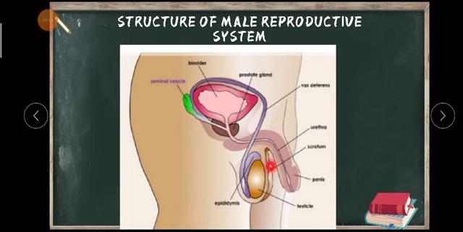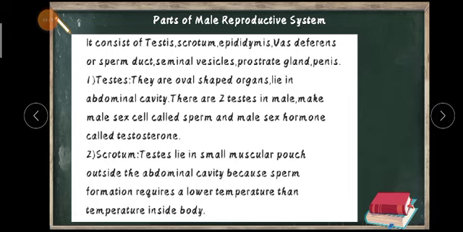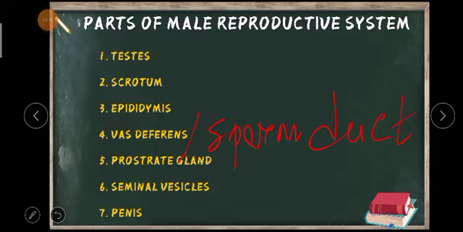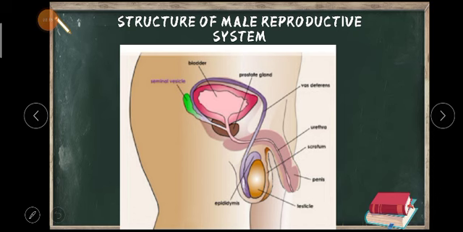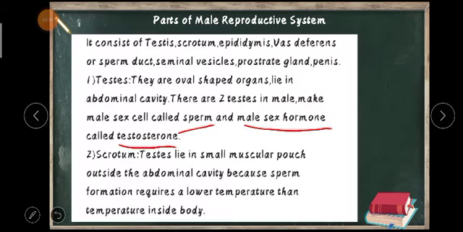So this is the source from which sperms are produced, and not only sperms, testes also produce testosterone. Testosterone is the male sex hormone. They are oval shaped organs which lie in the abdominal cavity, just below the abdomen. These are the important primary sexual organs present in male, which we already discussed earlier when we were talking about primary sexual organs and secondary sexual organs.